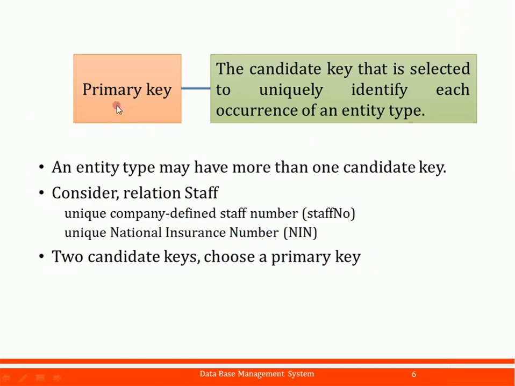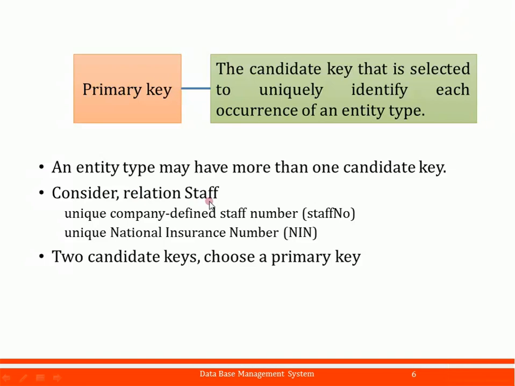And you have an important variety of key which is called as primary key. You will have more number of candidate keys, and out of which one candidate key that is selected to uniquely identify each occurrence of an entity type is called as primary key. An entity type may have more than one candidate key.